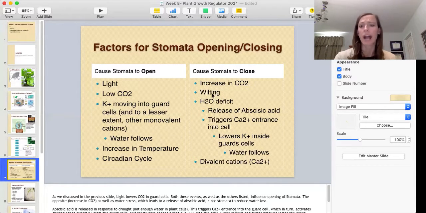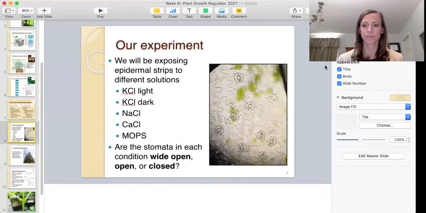Okay, so we can hijack that natural mechanism of action by applying calcium to the cells or to the surrounding solution when we do our experiment in lab. So that is exactly what we're going to do. We're going to apply different solutions to the epidermis of a leaf, and we are going to observe the effect on the stomata. So for our experiment, we are going to be putting epidermal strips that we've removed from the underside of a leaf into different solutions.